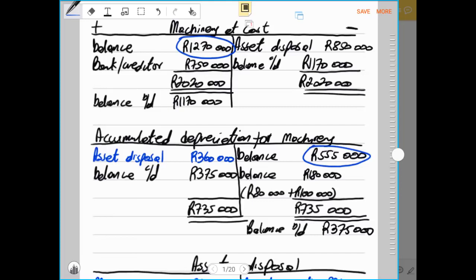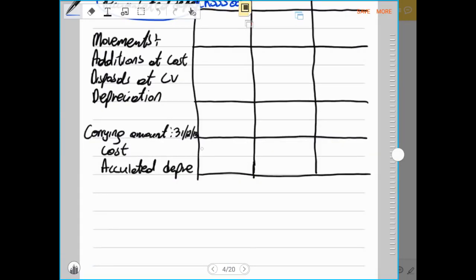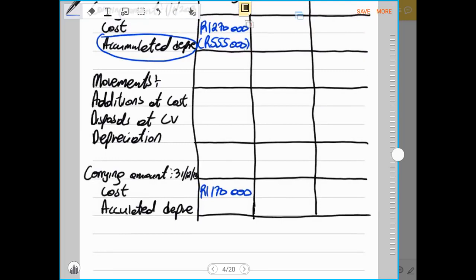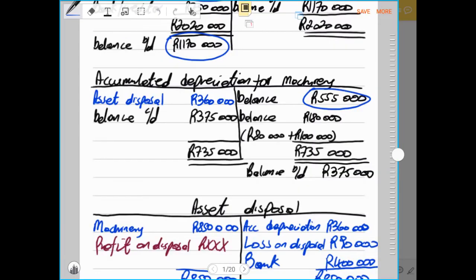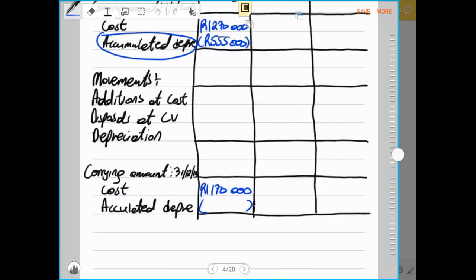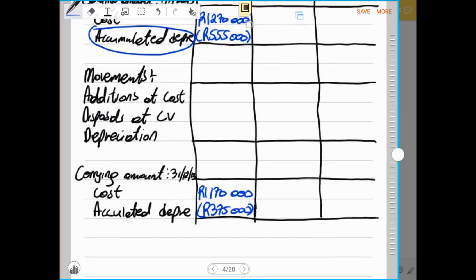Then after we go to the closing balance in the ledger account of machinery. There was a closing balance of 1,170,000. So we just take the closing balance, we paste it under the closing balance. I'll go to the movements. We have closing balance 1,170,000. Then again, we go to the accumulated depreciation ledger account, and we take only the closing balance. The closing balance was 375,000 rands. And we take it, we paste it under the closing balance. 375,000 rands.